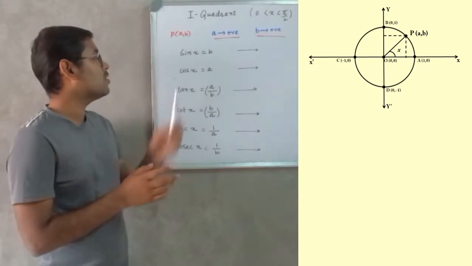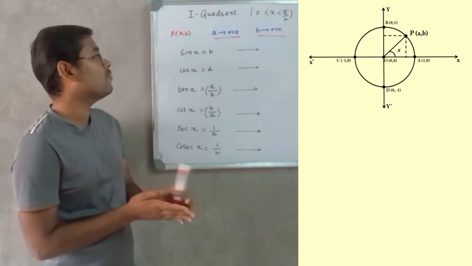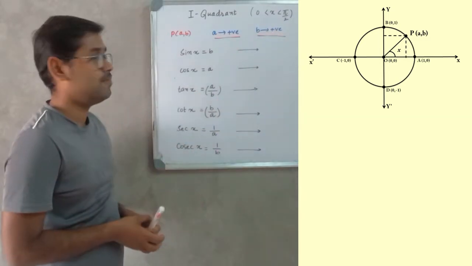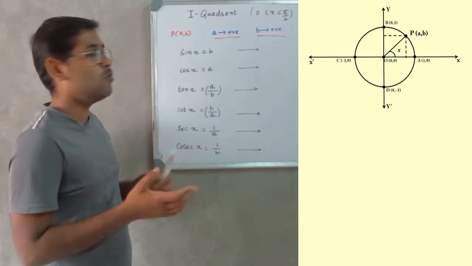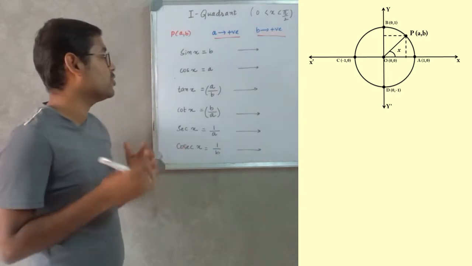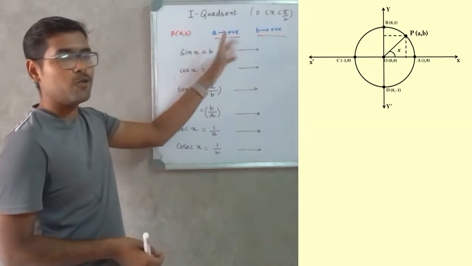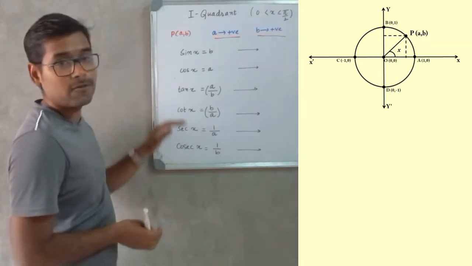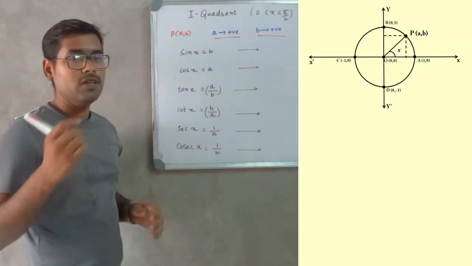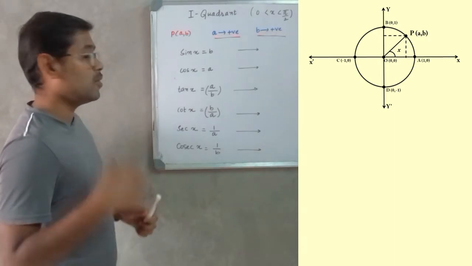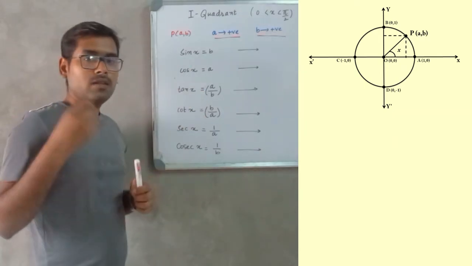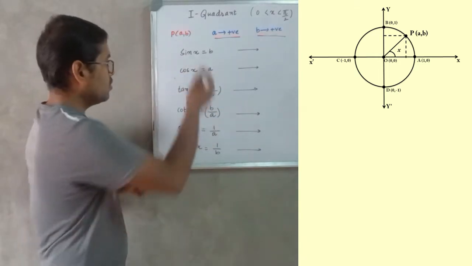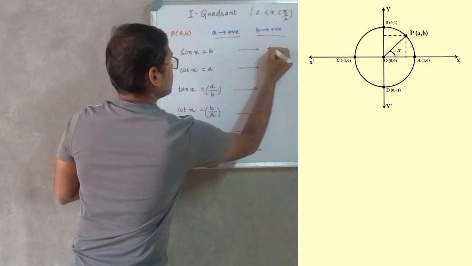Guys, let us start with the first quadrant. In the first quadrant, the value of angle x lies between 0 radian and pi by 2 radian, and the point P will have both of its coordinates as positive numbers. A is a positive number and b is also a positive number. Now let us check the signs of these six trigonometric functions for the first quadrant. From the definition, sin x is basically the y coordinate, that is b. Sin x is b, so sin x in the first quadrant will be positive.